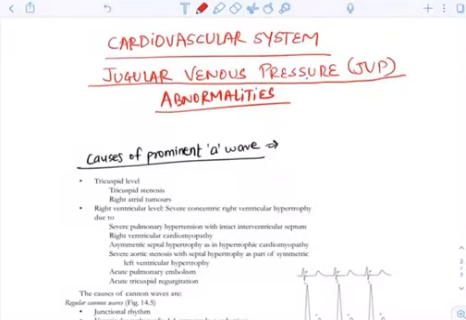Hello friends, this is the second part of the jugular venous pressure video. We will see the abnormalities. In the first part we saw the normal JVP and the technique to measure it. In the second part we will see the abnormalities of the JVP.